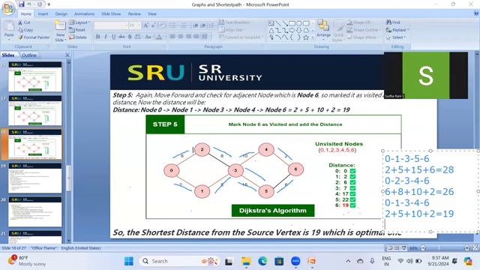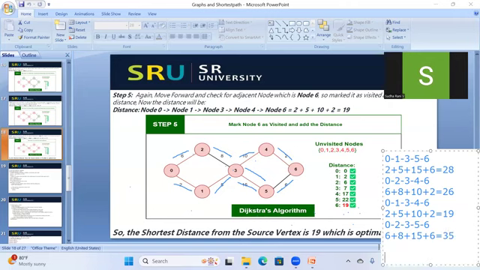0 to 2, 2 to 3, 3 to 5, 5 to 6. What value do we get? 0 to 2 is 6, 2 to 3 is 8, 3 to 5 is 15, plus 5 to 6 is 6. This gives an even larger value: 6, 14, 29, 35 we got.